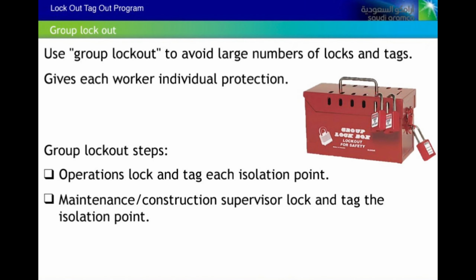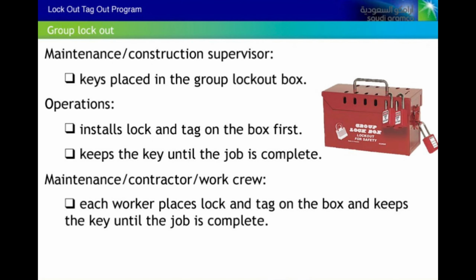Group lockout, use group lockout to avoid large numbers of locks and tags. Gives each worker individual protection. Group lockout steps: operations lock and tag each isolation point. Maintenance/construction supervisor lock and tag the isolation point. Maintenance/construction supervisor, keys placed in the group lockout box.